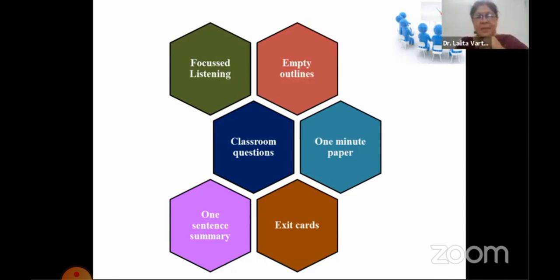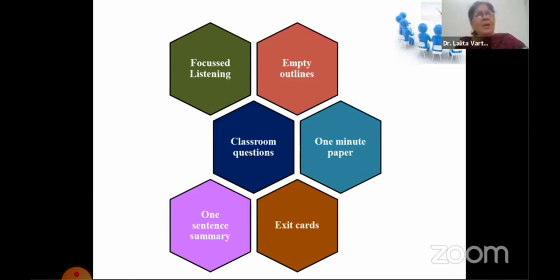1 minute paper is another such activity where you ask your students to write down one best thing that they have learned in the session and which they remember. From this, you will be able to understand as an assessor what are the things which they have all understood or which are the things which yet remain to be understood.